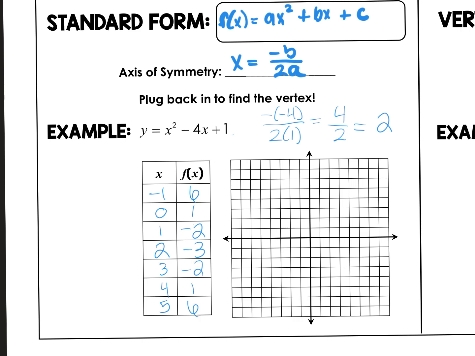All right. So then we graph it. Plot that vertex, so down here at 2, negative 3. And then 1, negative 2. Now I'm going to do 3, negative 2. And then 0, 1, and 4, 1. And then negative 1, 6, and 5, 6.